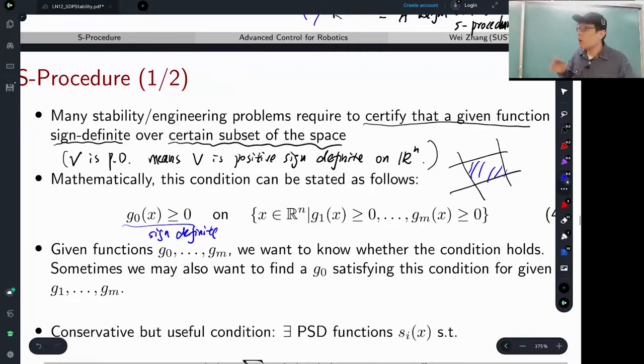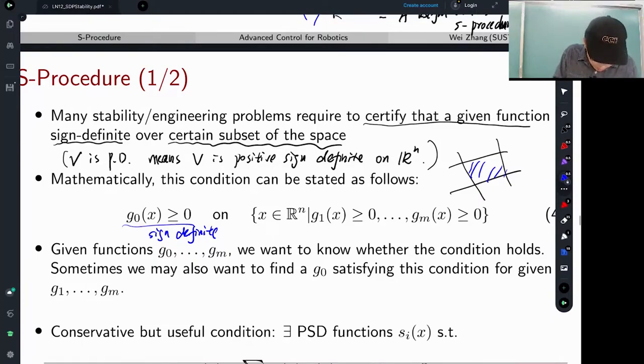But not on the entire R^n, only on a subset. How do we represent a set? Using a function to represent a set, using a level set. So we can state this formula as: I want G0 to be always non-negative on this set. And any set can be represented by a few inequality constraints, which is a level set, a sub-level set or super-level set.